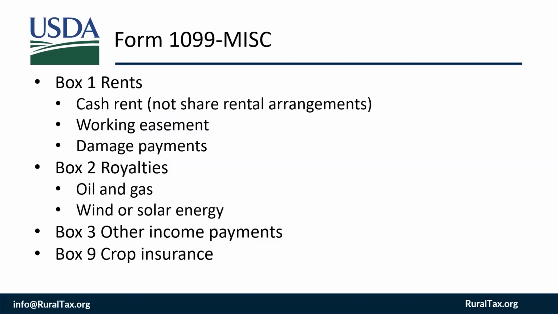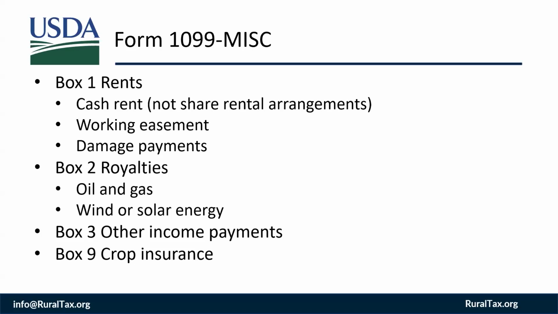So box 1 is rents. That's cash rent, not a share rental arrangement. Cash rent only. It's the working easement for a pipeline or a power line. It's the amount of the easement that they're using only while in the construction process. It's temporary. Consequently, it's treated as rent. Crop damage payments or land damage payments, if it's not a major damage issue, are considered rent as well. Normally, it's crop damage. That can be a growing crop, an annual crop, or it could be the grass, etc., pasture. So those would go into box 1 for the most part.